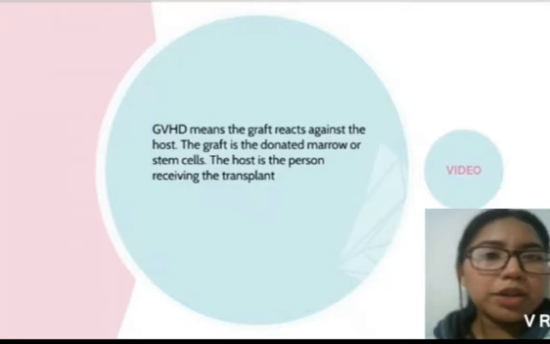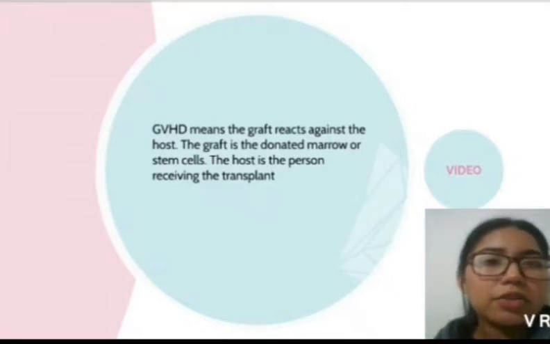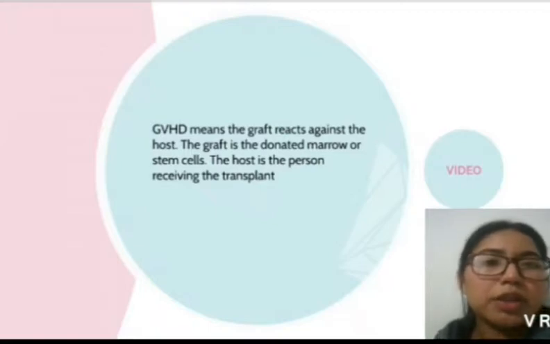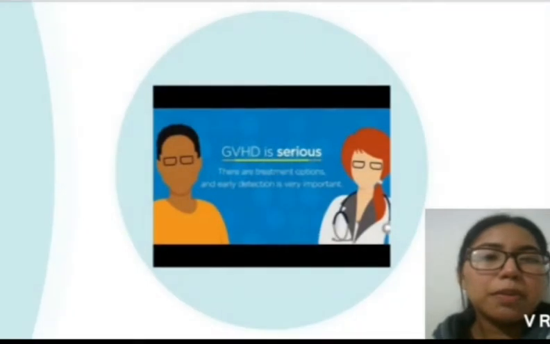Endothelial GVHD means the graft reacts against the host. The graft is the donated marrow or stem cells. The host is the person receiving the transplantation. Video.